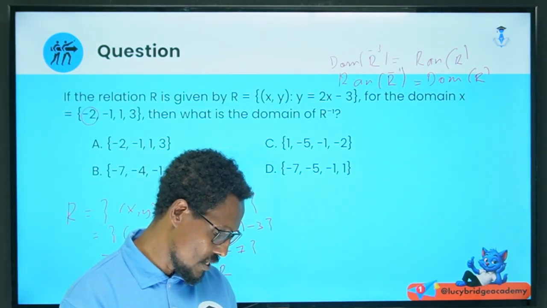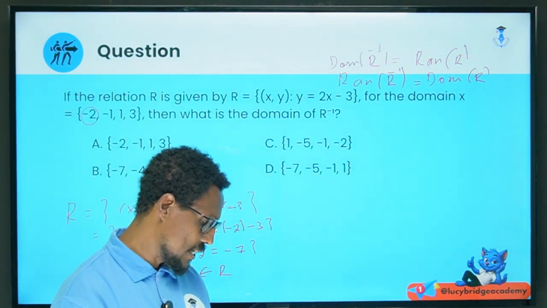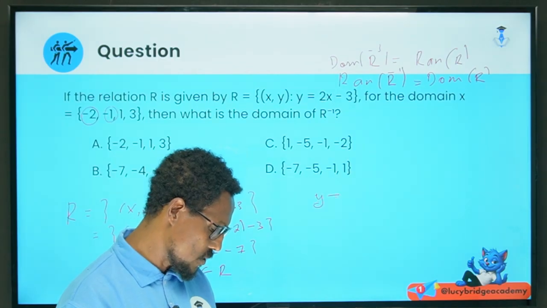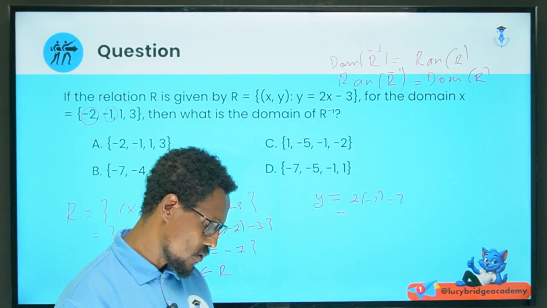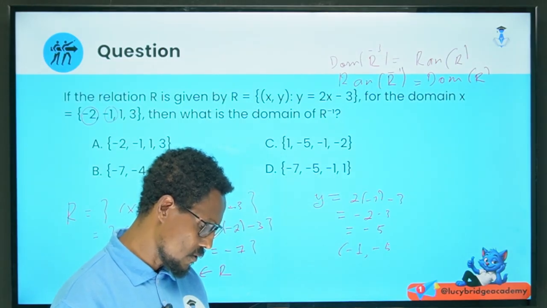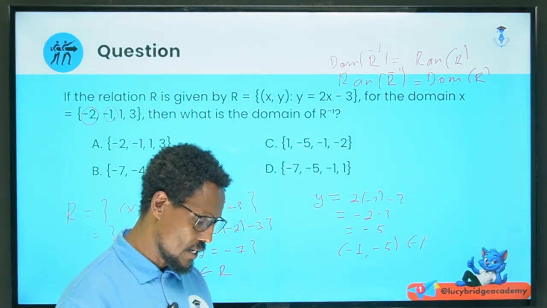If -2 is the domain, then 7 is the range. In the same way, in place of x we substitute -1. When we substitute -1, y is equal to 2 times -1 minus 3, which is equal to -2 -3, which is equal to -5. Okay, so when the value of x is -1, the value of y is -5. So (-1, -5) is an element of what? An element of r.